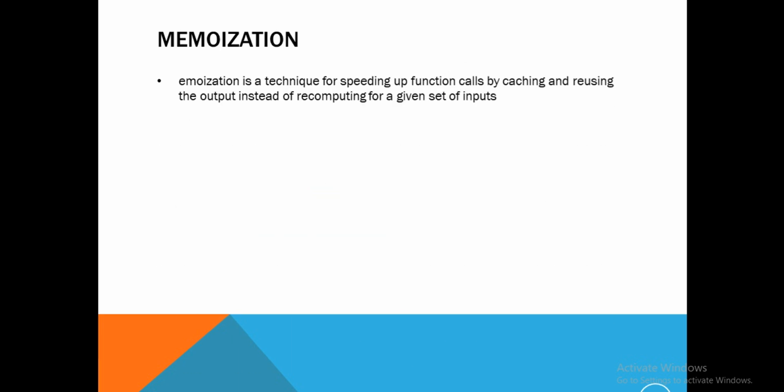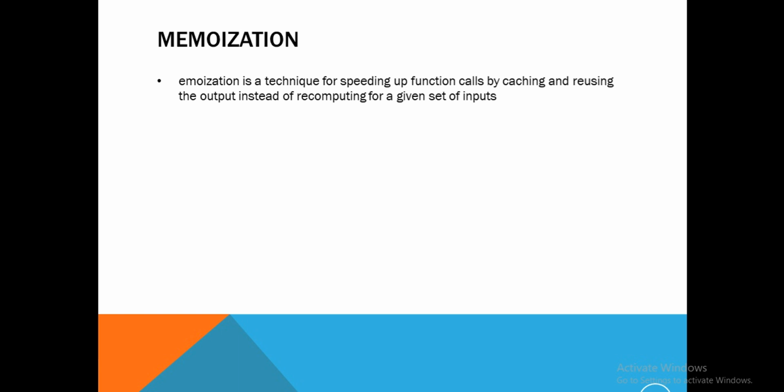So what is memoization? Memoization is a technique for speeding up function calls by caching and reusing the output. That is, when a function is executed for a set of input values, it caches the results based on the input value. So when an input value is repeated, it checks whether it exists in the cache or not. If it exists, it returns that as the output of the function. Otherwise it recomputes for that input value. So this is called memoization.